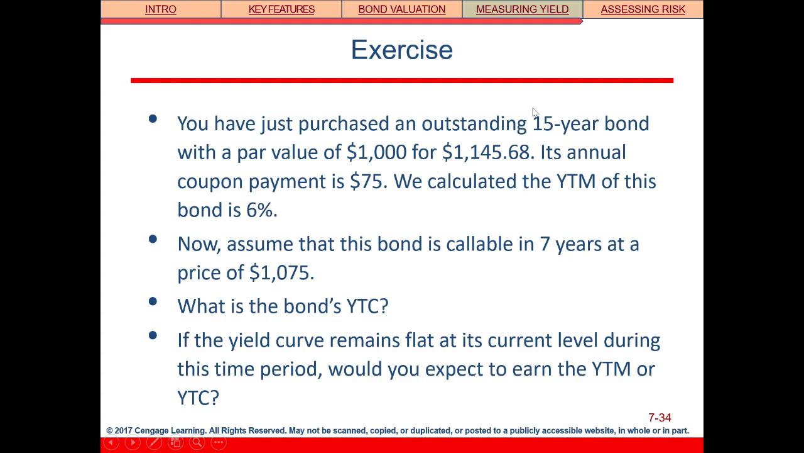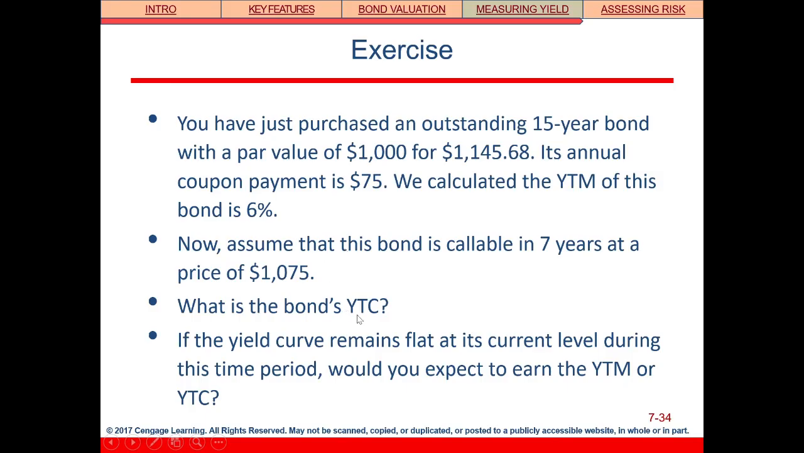Outstanding 15-year bond, which means 15 is the n, the number of years to maturity. $1,000 is the par value. $1,145.68 is the price, so this is the PV. $75 is the payment. And the yield to maturity is 6%. That means if you use 1,000 as the future value, 15 as N, 75 as the payment, and $1,145.68 as the present value, you'll get the I/Y, the required rate of return, at 6%.